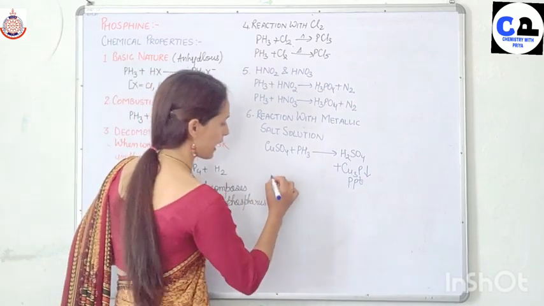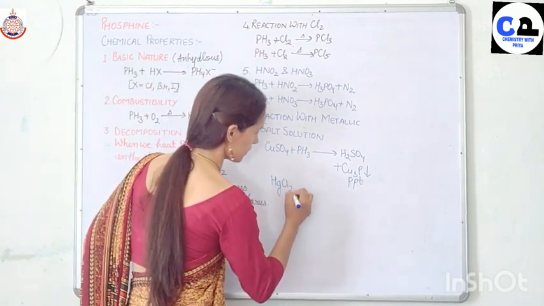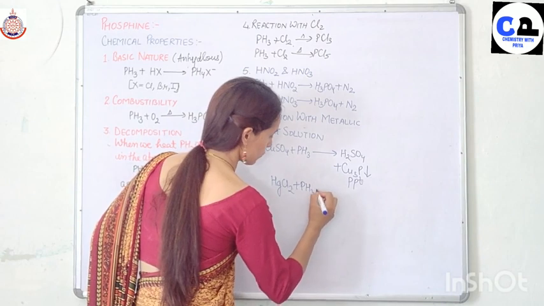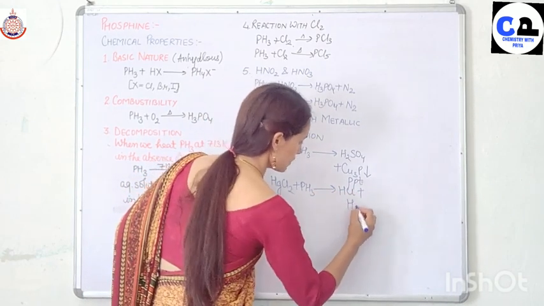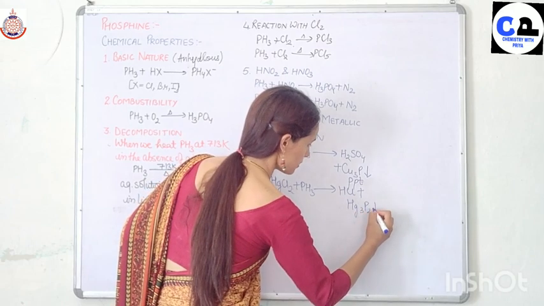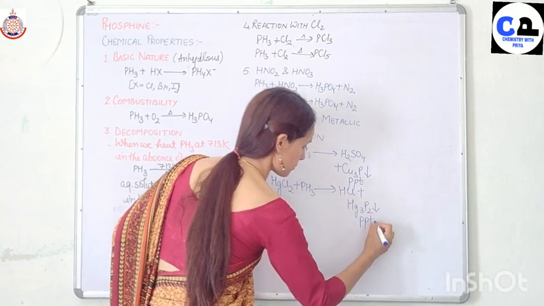Similarly, suppose I have HgCl2. When this HgCl2 reacts with phosphine, it gives HCl plus Hg3P2, and this Hg3P2 I'll get in precipitate form.